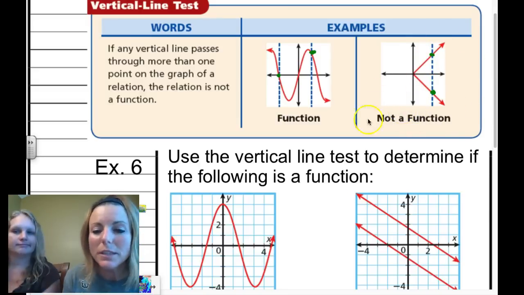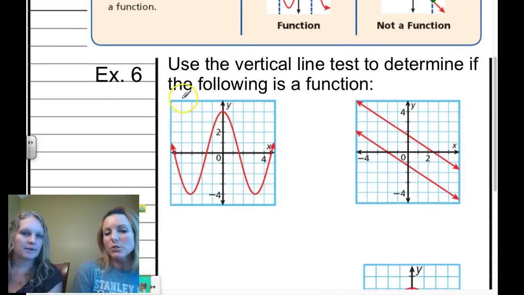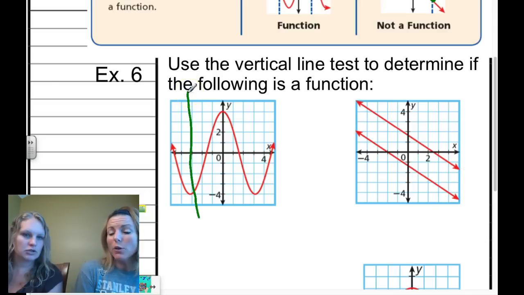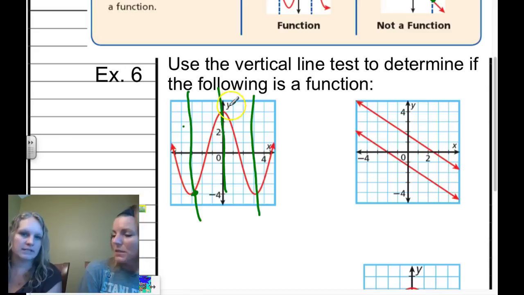So let's do example 6 here. Let's go through this. Let's look at the first graph. If I were to take a line, it doesn't matter where you draw it, every time I draw a straight line, it's only touching my graph once. One time. So the answer is yes, this is a function.